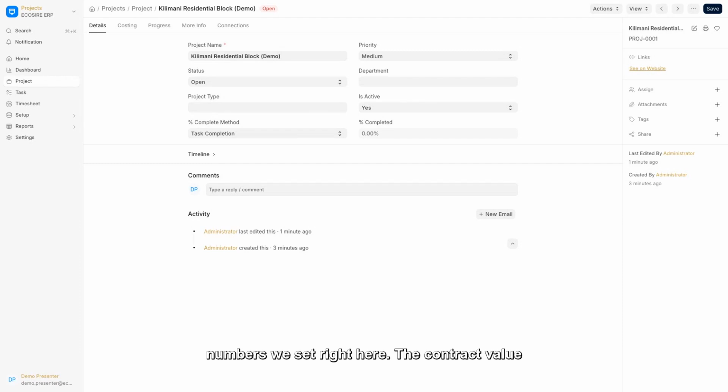The contract value is 8.5 million shillings. We hold back 5% of every payment as retention, which is money the client keeps as a guarantee, and we recover a 10% mobilization advance as the work proceeds. You set these once and every certificate downstream uses them automatically.